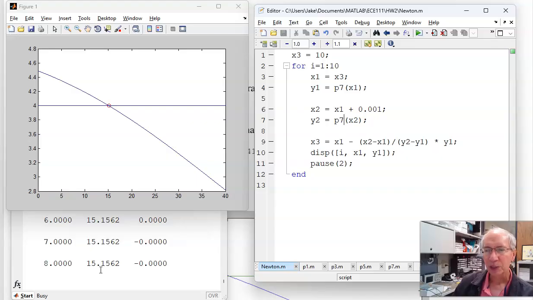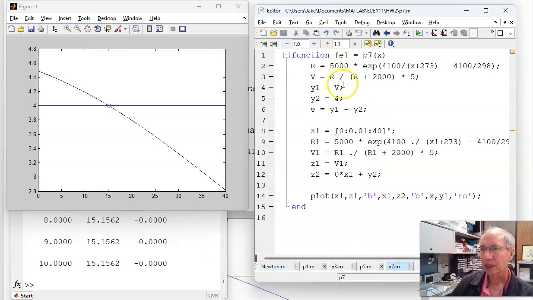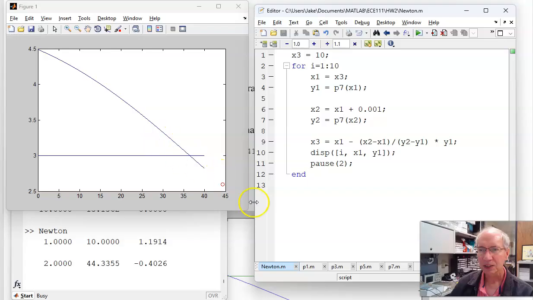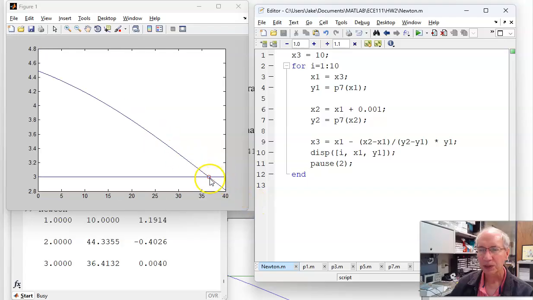If instead I want the answer to be 3 volts, I'll go back over here. There's my voltage. I want the answer to be 3. When is the difference 0? Save that. Go back to Newton's method. First guess, second guess, third guess. Basically nailed it. 3 volts is 36.4909 degrees Celsius.